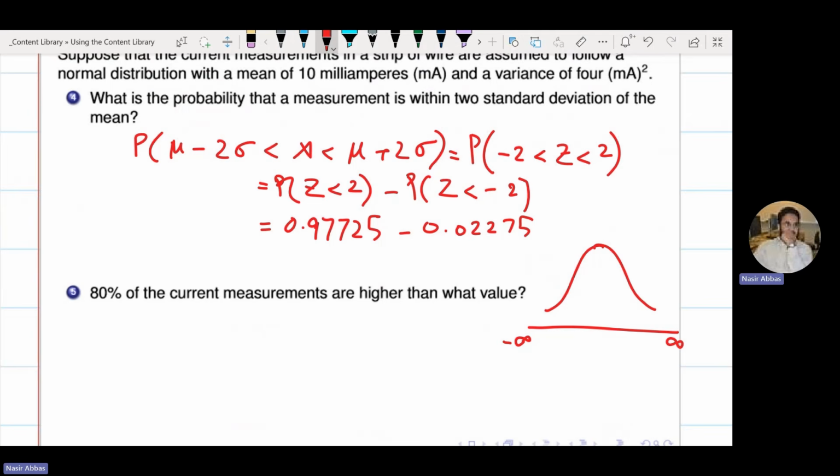That value is here, such that this area is 80%. And this value is the 20th percentile. As we can see from the diagram, the 20th percentile is the value of x such that 80% of the measurements are higher than that value.